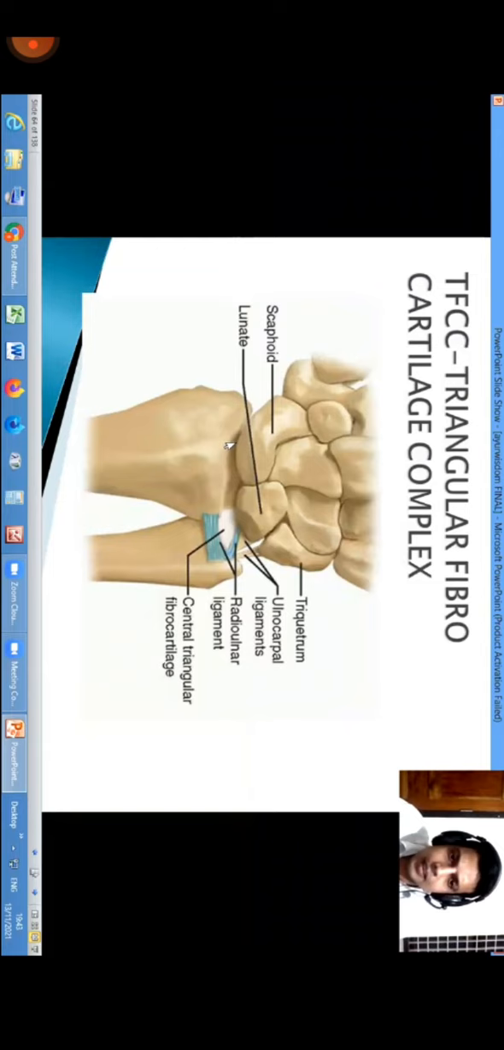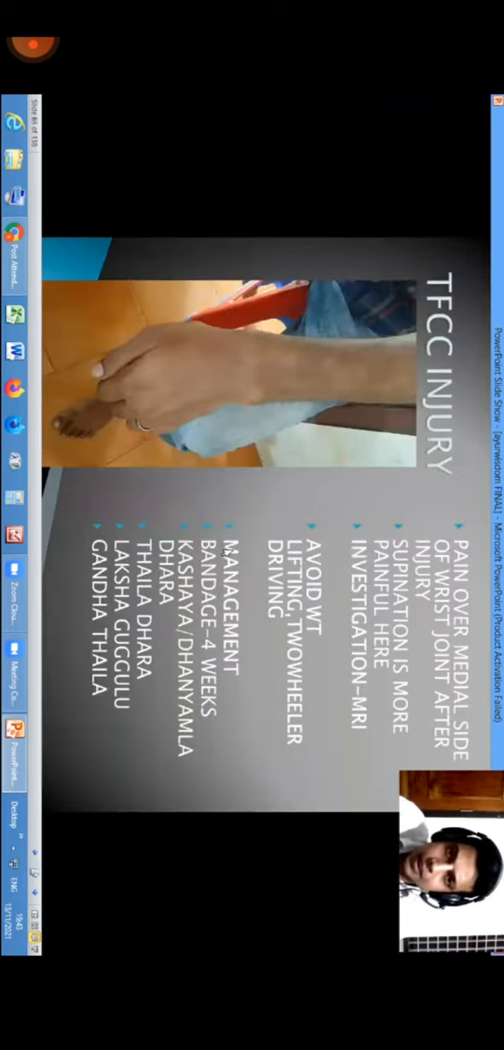Here the radius directly articulates with this scaphoid, but the ulna is not directly articulating with any of the carpal bones. In between the ulna and carpal bones, there is a fibrous structure and a number of ligaments. This is called the triangular fibrocartilage complex. And TFCC injury is common nowadays.